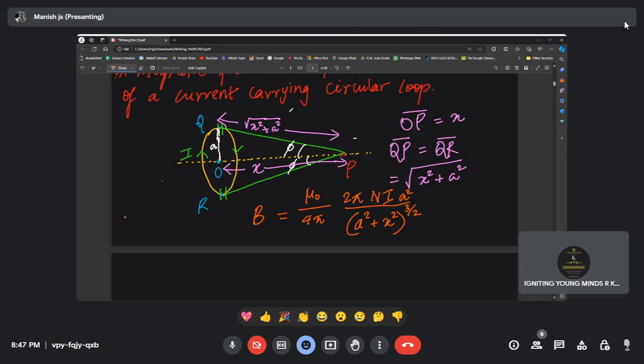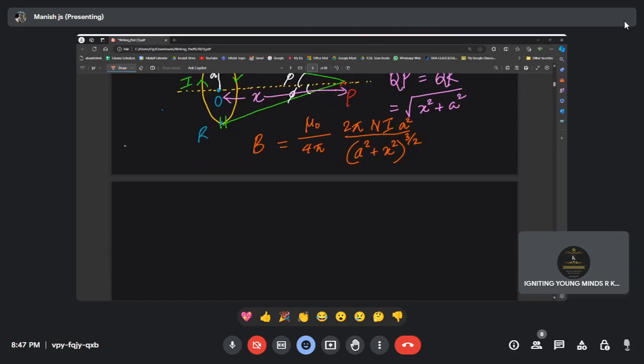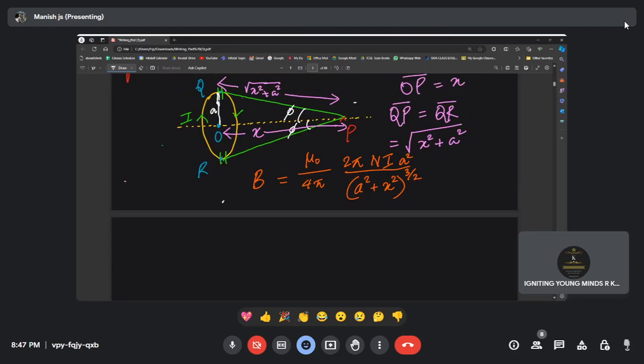I is the current, a is the radius. And in the denominator, you can see you have 4 pi and (a square plus x square) whole to the power 3 by 2. That is what we have. Simple. So this is the expression for magnetic field along the axis of a current carrying circular loop. I'm just boxing this also.